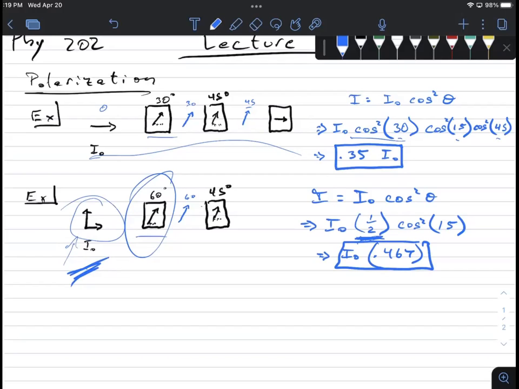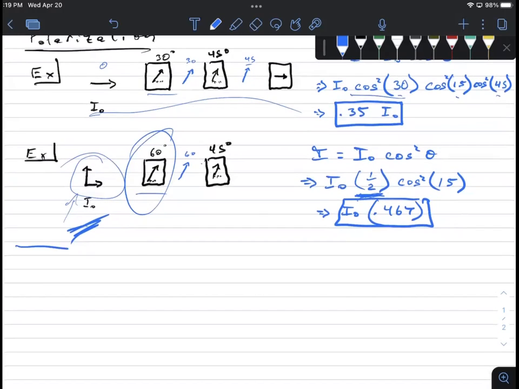The big key is, number one, make sure the angle is the difference in angles. What are you starting with? What are you getting through? And then the other thing is, if you start unpolarized, then for the first filter, don't write down cosine squared. Instead, just write down a half and then go from there afterwards.